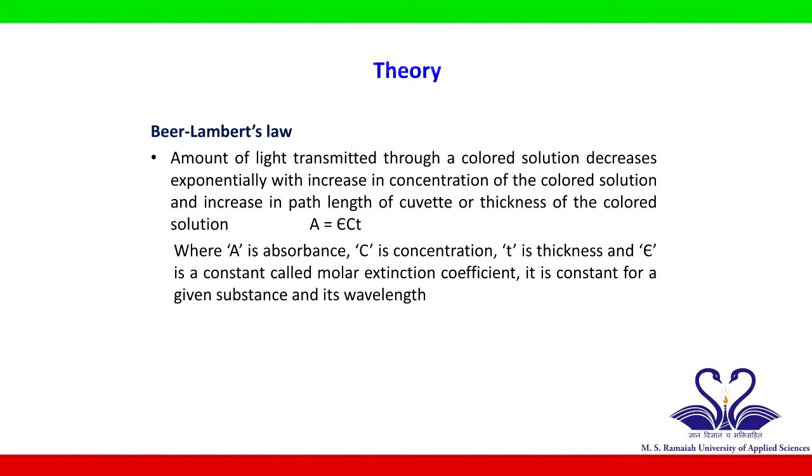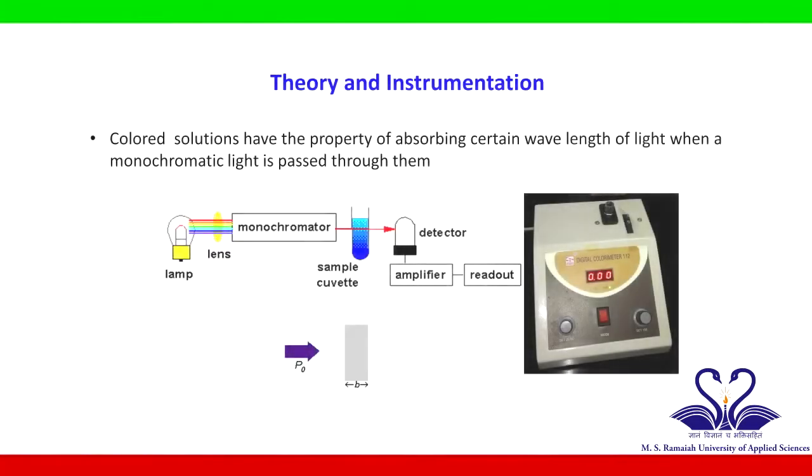A = εCt, where A is absorbance, C is concentration, t is thickness and ε is a constant called the molar extinction coefficient. It is constant for a given substance and wavelength of the color of the solution. The instrumentation involves a light source, a lens, a monochromator, sample holder, detector, amplifier and readout display.